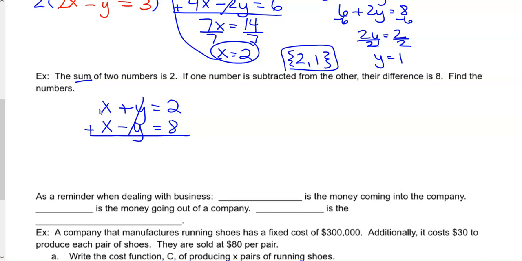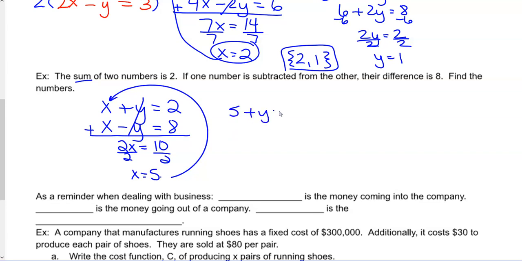They cancel. 1x plus 1x is 2x equals 10. When I divide by 2, x equals 5. And therefore, I'm going to plug that back into one of those equations. I'm just going to start with the first one and get 5 plus y equals 2. And when I subtract 5 and subtract 5, my y value is negative 3.